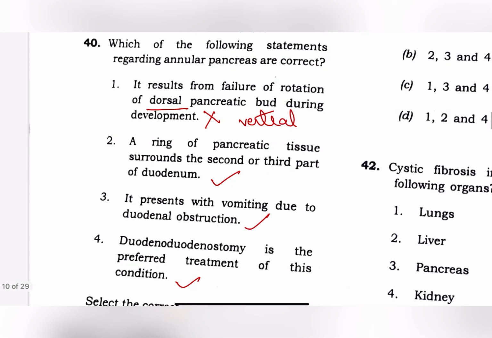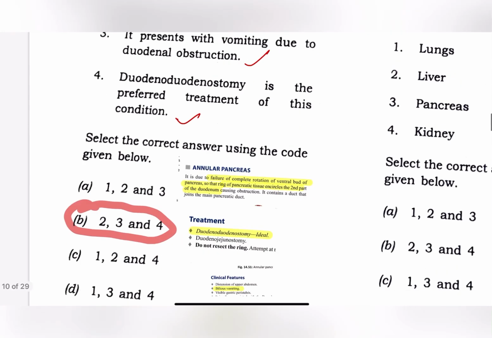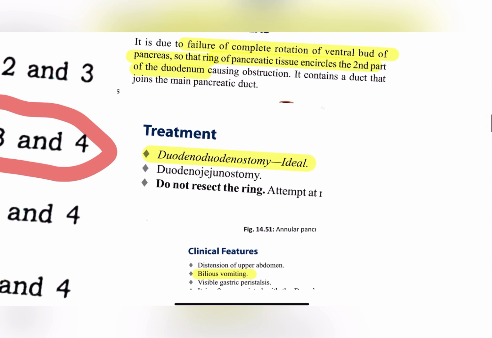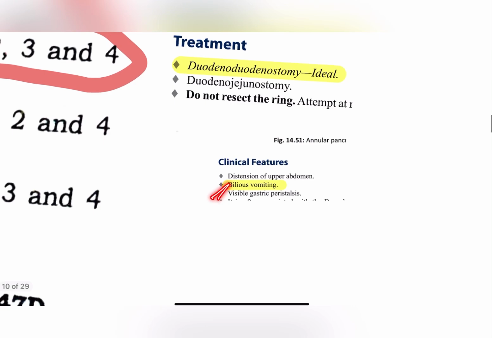In question 40, they are saying which of the following statements regarding annular pancreas are correct. About annular pancreas, it is due to failure of complete rotation of the ventral bud of pancreas, so that a ring of pancreatic tissue encircles the second part of duodenum. The ideal treatment for that is duodenoduodenostomy, and the clinical feature we have is bilious vomiting.